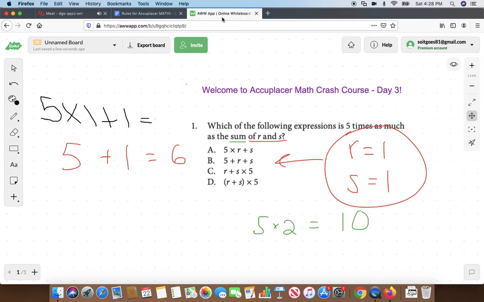Hugely important on this test, especially with this strategy we're using. We're going to turn everything into arithmetic, so you have to have PEMDAS down. All right, so 6 doesn't equal 10, very simply, so it can't be answer choice A. Does that make sense? Yes.